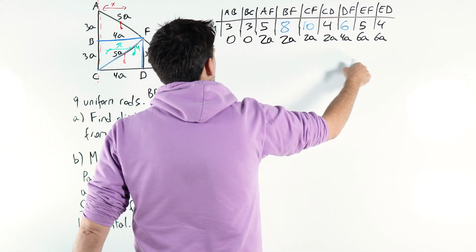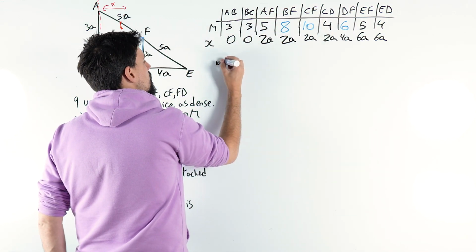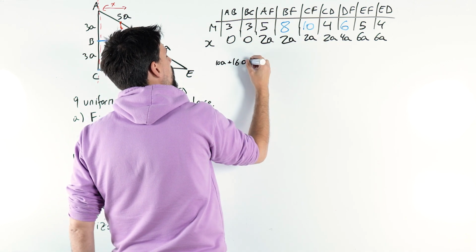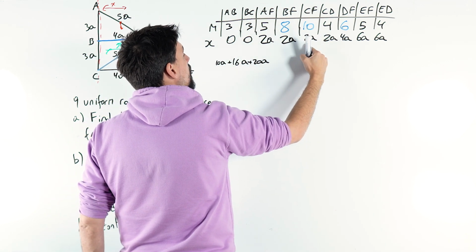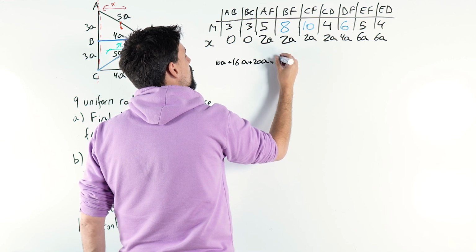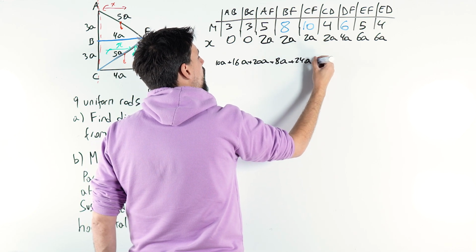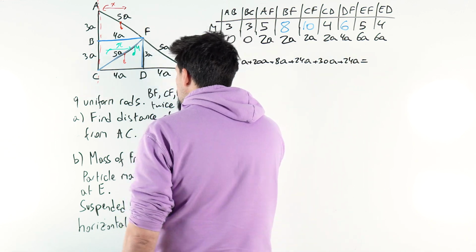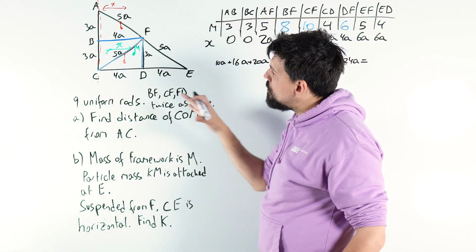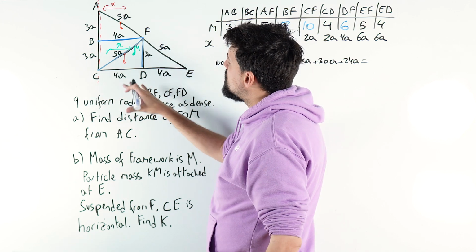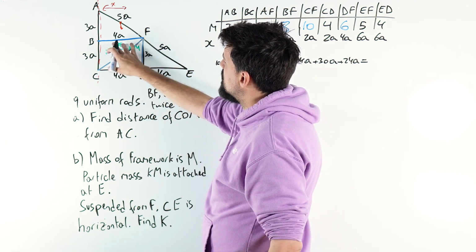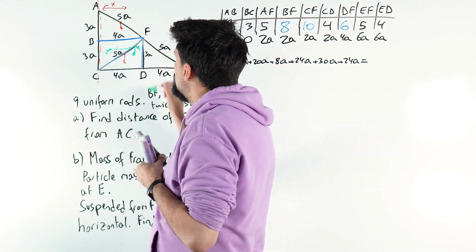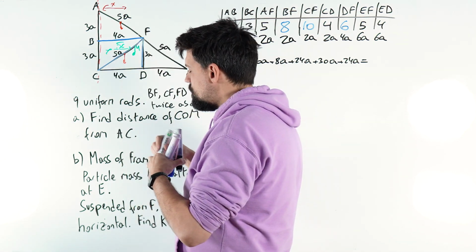Right, what is the total of all this? 5 times 2a is 10a. 8 times 2a is 16a. 10 times 2a is 20a. 8a, 24a, 30a, 24a. Now, what's that equal to? That is the total turning effect of all of my rods. Well, that's got to be equivalent to the total mass times x bar, fairly standard notation.